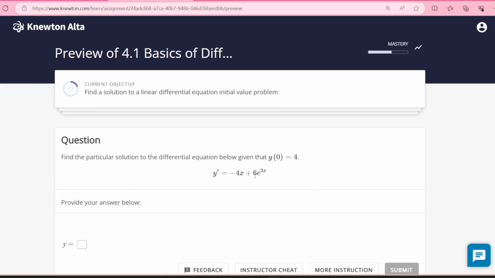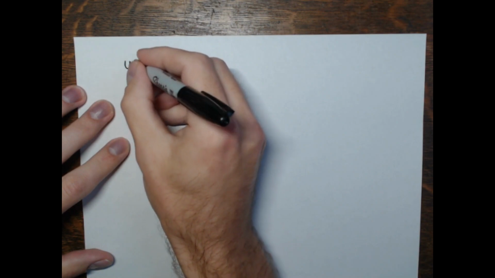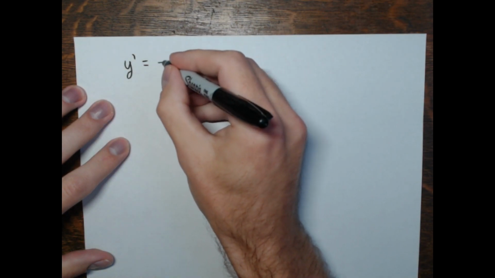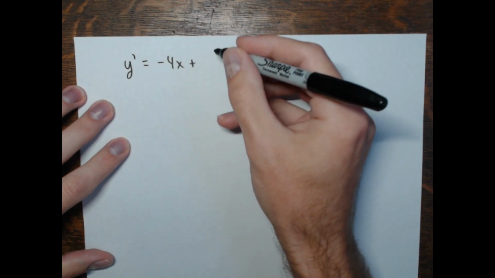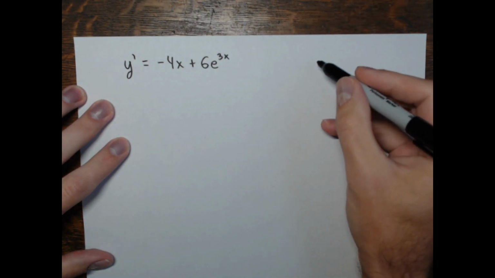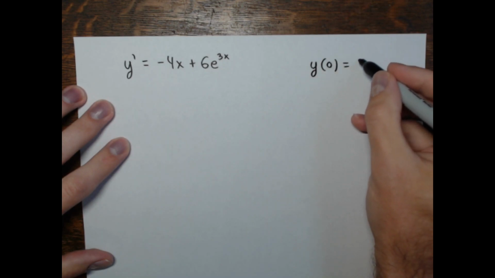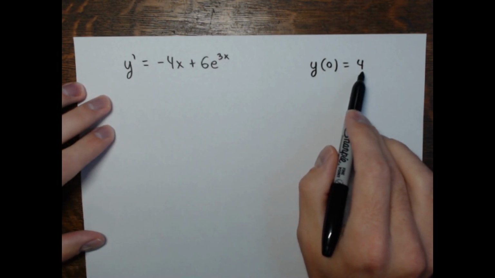All right, so this time we're given an equation and a condition, an initial value problem, and asked to find the solution ourselves, not just verify it. We've done a couple of these already. So I'll write these out. The equation is y prime equals negative 4x plus 6 times e to the 3x. And the condition is the value of y at x equals 0 must be positive 4. So when x equals 0, y must be 4.